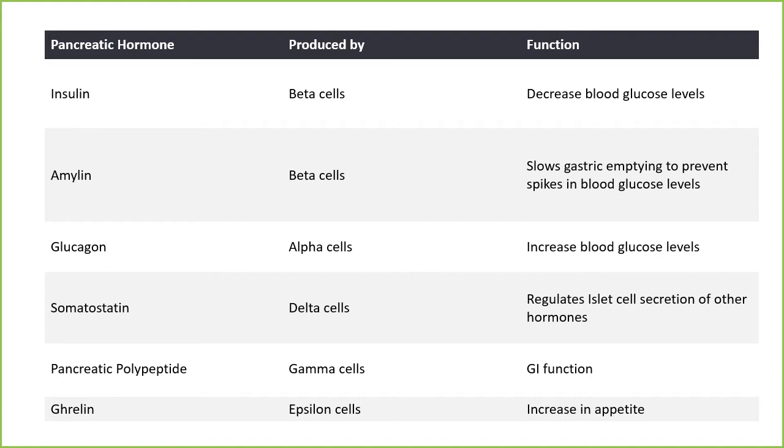Next is glucagon, which is produced by the alpha cell. This again helps in maintaining the blood glucose level by increasing the blood glucose level. Somatostatin, produced by the delta cell, regulates the secretion of the other hormones from the islet cells. Pancreatic polypeptide, produced by the gamma cell, helps in the GI function. Ghrelin, produced by the epsilon cell, also known as the hunger hormone, causes an increase in appetite.